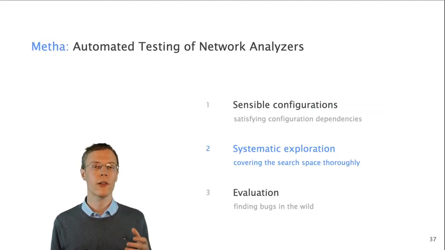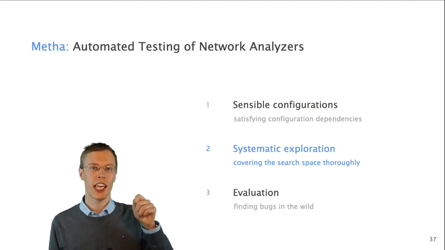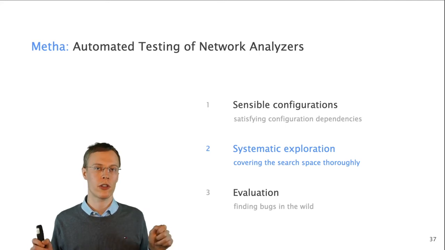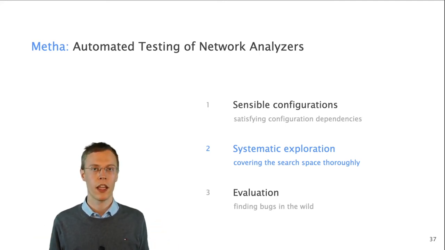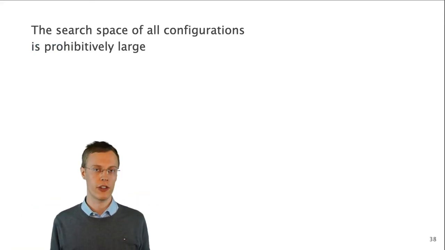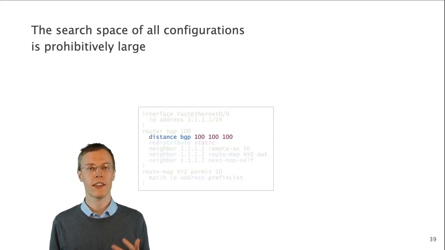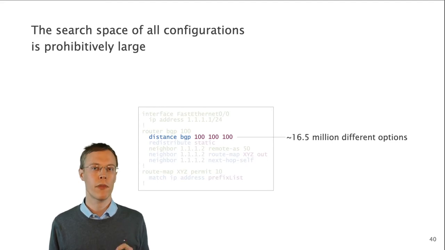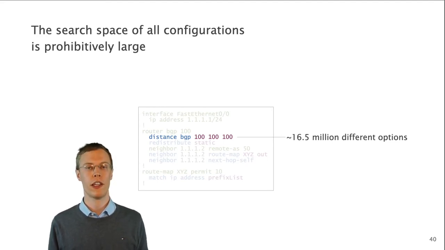So now let's look at how we can steer the configuration generation to actually capture as many different, diverse configs as possible. Unfortunately, the space of all possible configurations is huge. Just take one feature as an example, distance BGP. It has 3 8-bit parameters, which leads to 16.5 million different options just for this one feature alone.